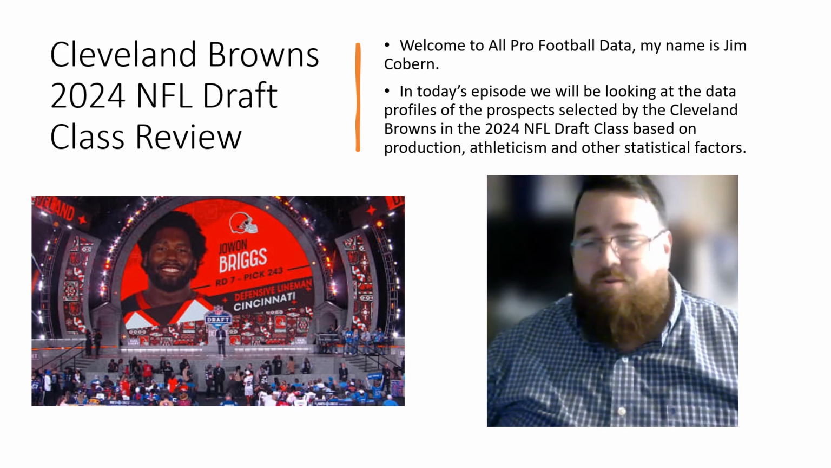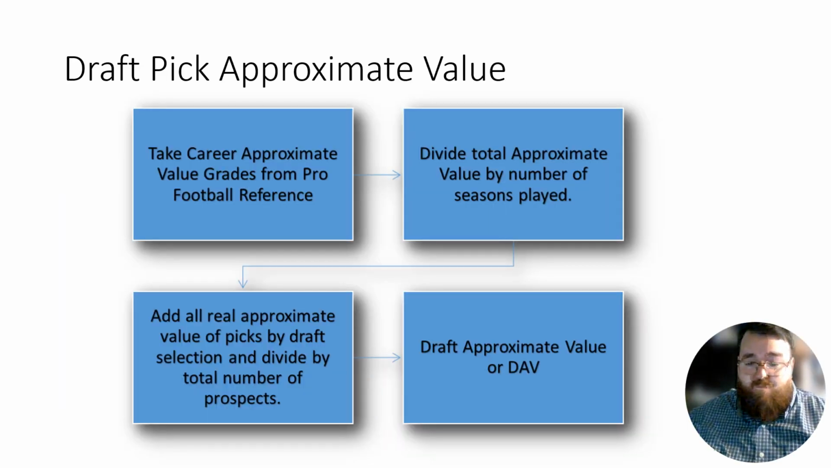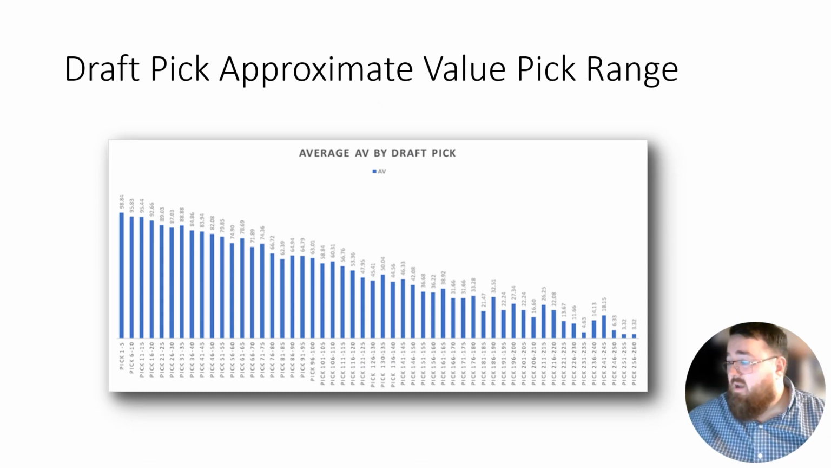I grade draft classes a lot differently than everybody else. I grade them based on draft pick approximate value. Draft pick approximate value is what the average value is per pick based on historical data. This is based on every single draft pick since 1994 in terms of what the average AV is per draft pick. Most picks between 1 and 5 average 98.84 in terms of their approximate value score. Meaning if you randomly picked a player in picks 1 through 5 in every draft class from 1994 until now, you would have a 98th percentile prospect at the position if you just randomly selected in that area.